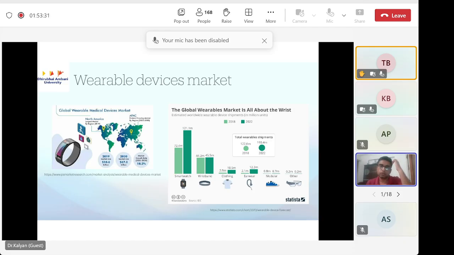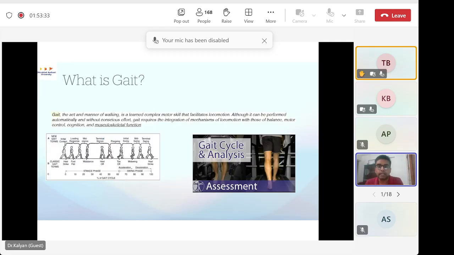So that brings us to the question: what is gait? I'll just read the definition. In simple terms, gait is nothing but your walking pattern. Each one of us has a different way of walking. We might look very similar, but we are not similar. The way we walk is very different.